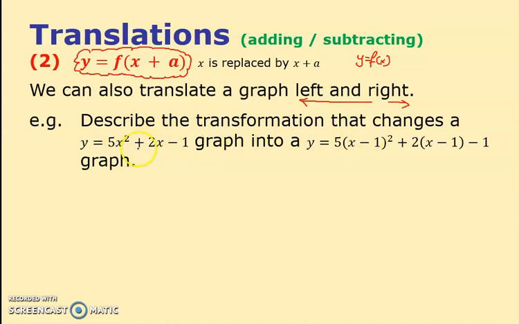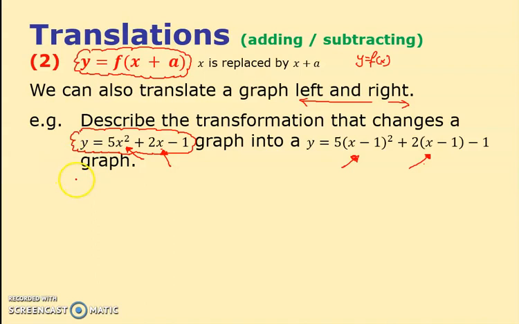Describe the transformation that changes... Well, this is not a very nice graph. This is quite a complicated graph. So I'm surprised it's so complicated. But let's do it anyway. Y equals 5x squared plus 2x minus 1. Now this would be a graph that you wouldn't really be expected to know what it looks like. And it says it changes it into a y equals, notice it looks really horrific, but really all that's happened is wherever it says x here, it says x minus 1. So we've replaced the x with an x minus 1, and we've done the same here. It says x squared here, but rather than saying x squared, it says x minus 1 squared.